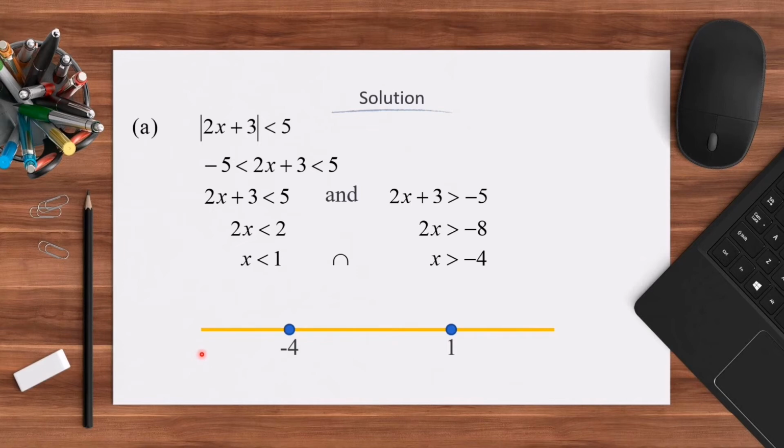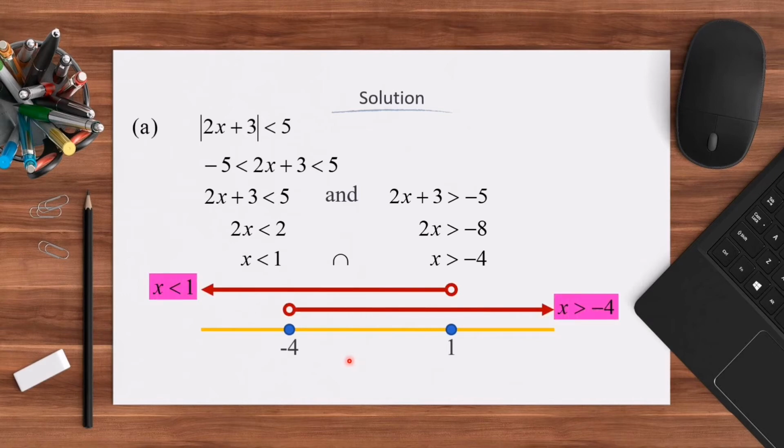We draw number line starting with negative infinity, negative 4, 1, infinity. We draw x less than 1, and then we draw x more than negative 4, and we shade the region which is both lines are intersection. So as you can see, the line intersects starting with negative 4 to 1.